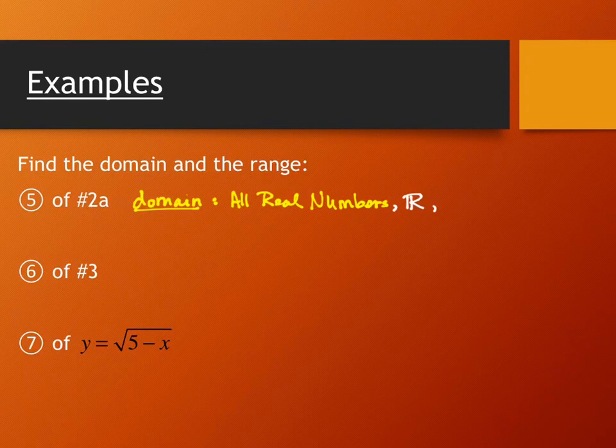A third option is to do interval notation, which we've talked about in class. It says that we go from the far left, which is negative infinity, to the far right, which is positive infinity, and we include everything in between. So there's several ways to write the same information.